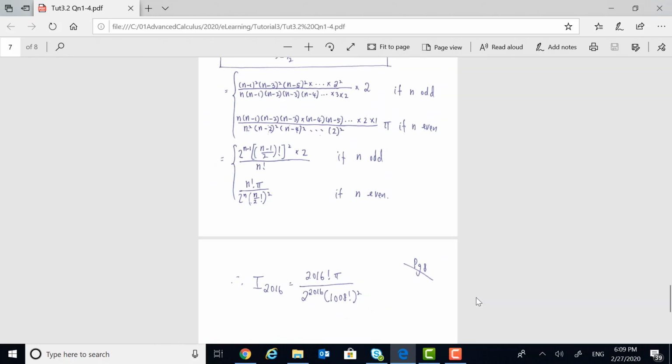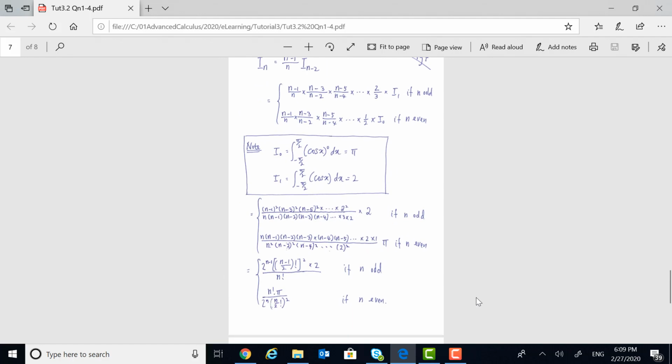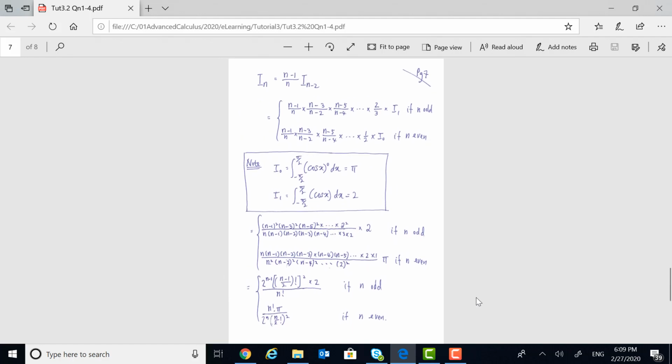For question 4b, it is quite taxing because of the arithmetic. Once again, you're using this formula recursively to get to this one and this one, when n is odd and even. I do recognize that this question 4b is a bit taxing. With this, we come to the end of questions 1 to 4 of tutorial 3.2. There's another video to show you questions 5 and 6. It's also in the table, so you can go and take a look.